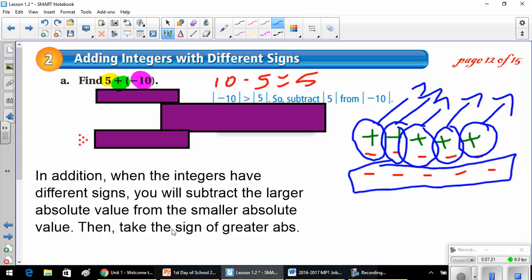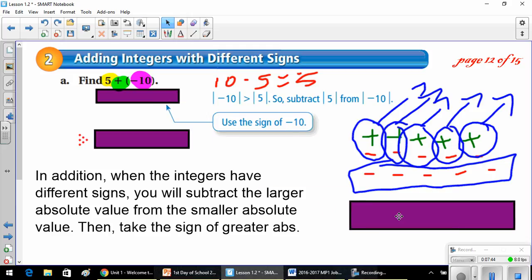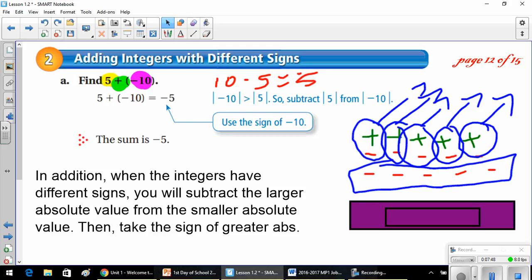Now we're going to look at the bottom phrase. Take the sign of the greater absolute value. Who gave me a bigger absolute value, the negative 10 or the 5? Since 10 is bigger than 5, the original value was negative. So my final solution is negative 5. Okay, so we're going to use the sign of negative 10, and our solution is negative 5.